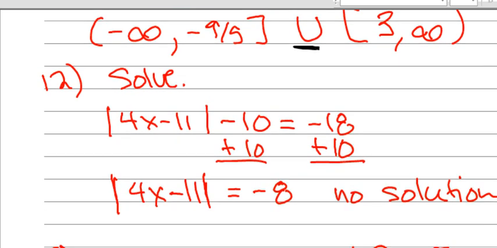For number 12, I want to solve the absolute value of 4x minus 11 minus 10 equals negative 18. So I want to solve that. I'm going to add 10 to both sides because I want to get the absolute value alone on the left-hand side and the number on the right-hand side, or I want to get that in standard form, which they do in Hawks.